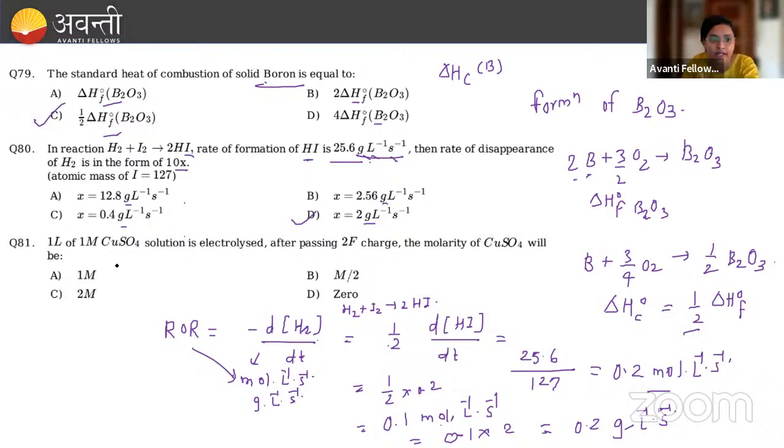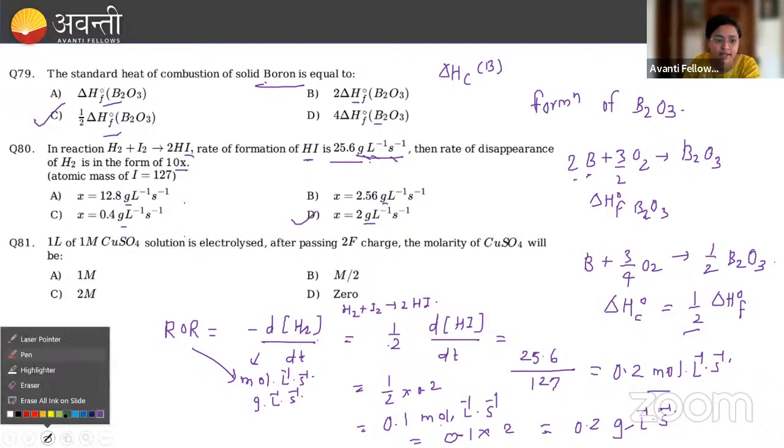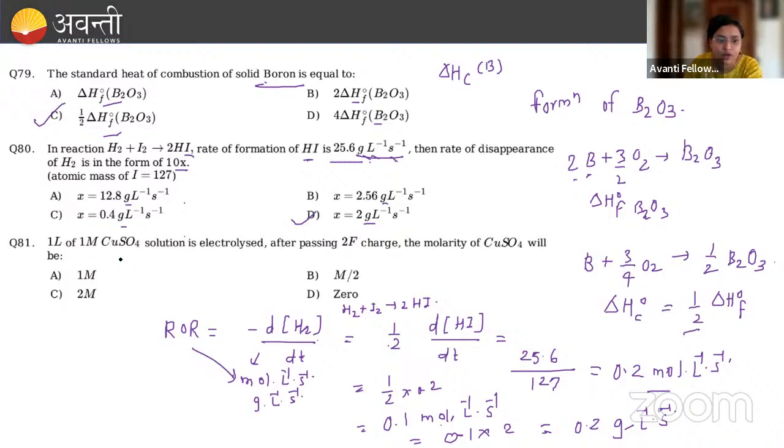Next, 1 liter of 1 molar copper sulfate solution is electrolyzed after passing 2F charge. The molality of CuSO4 is asked. So what is happening? When you consider this reaction, 1 molar CuSO4, Cu is getting converted to Cu2+ plus 2 electrons. So for that, 2 Faraday of electricity is already used.